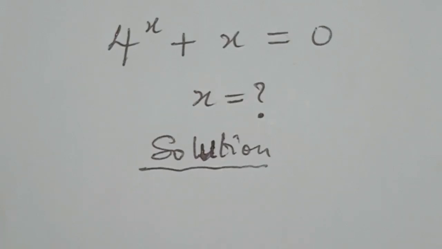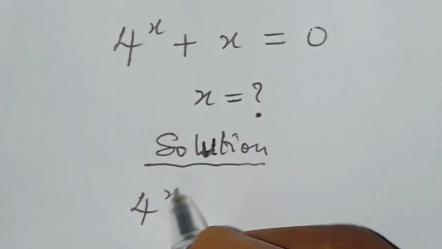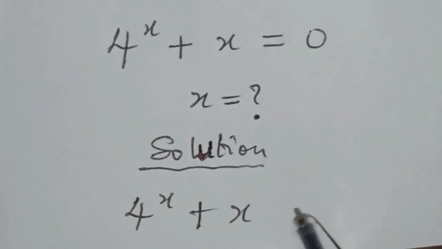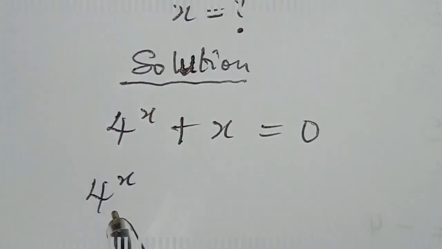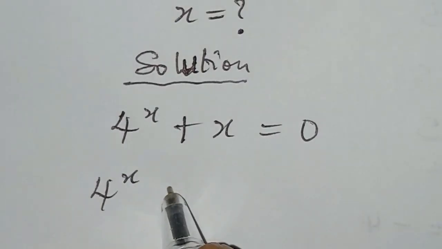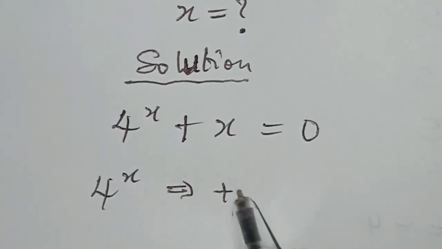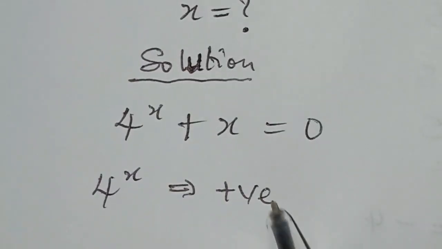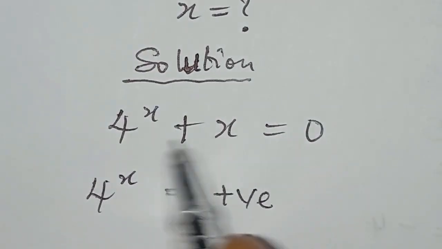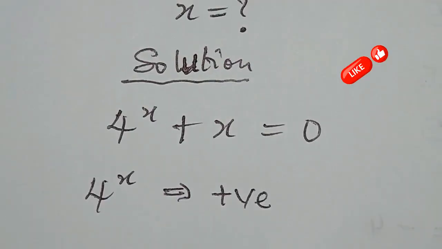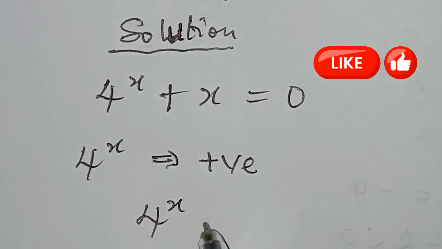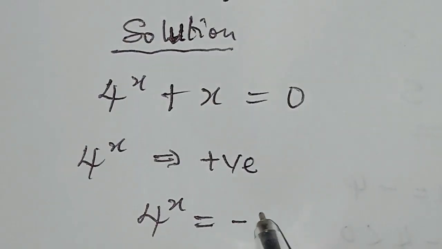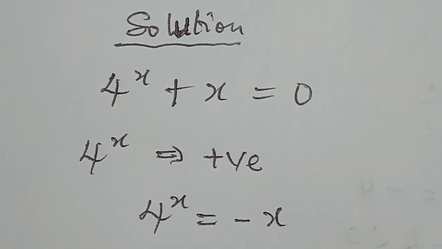From our question, we have 4 to the power of x plus x equal to 0. Here, 4 to the power of x is always positive. For the sum of this expression to be equal to 0, it implies that 4 to the power of x will be equal to minus x.